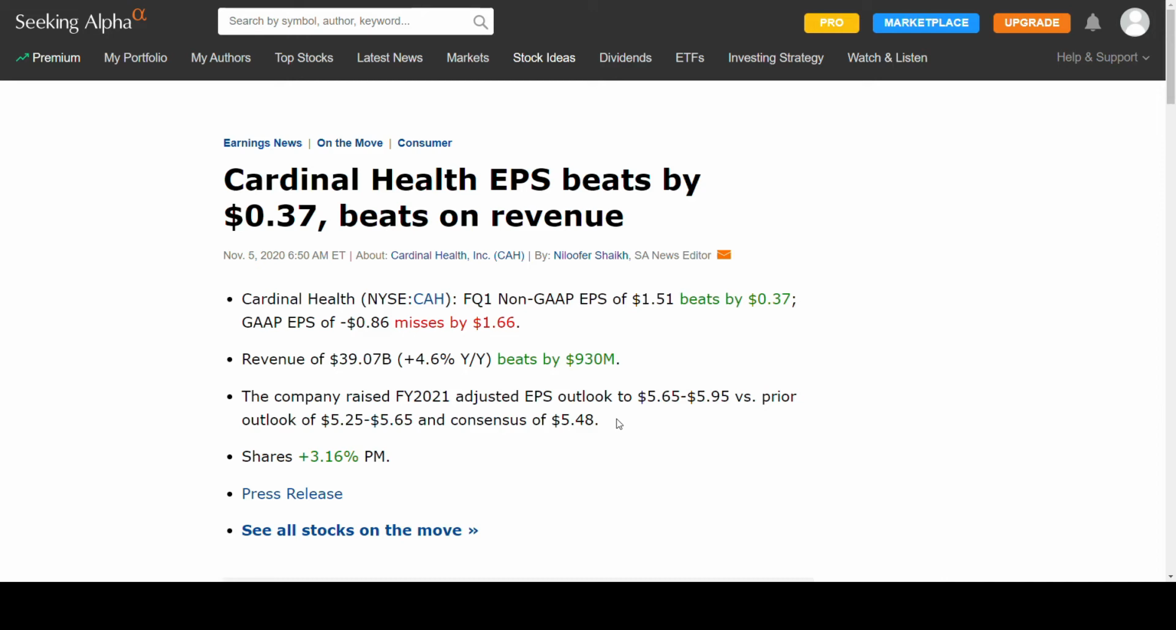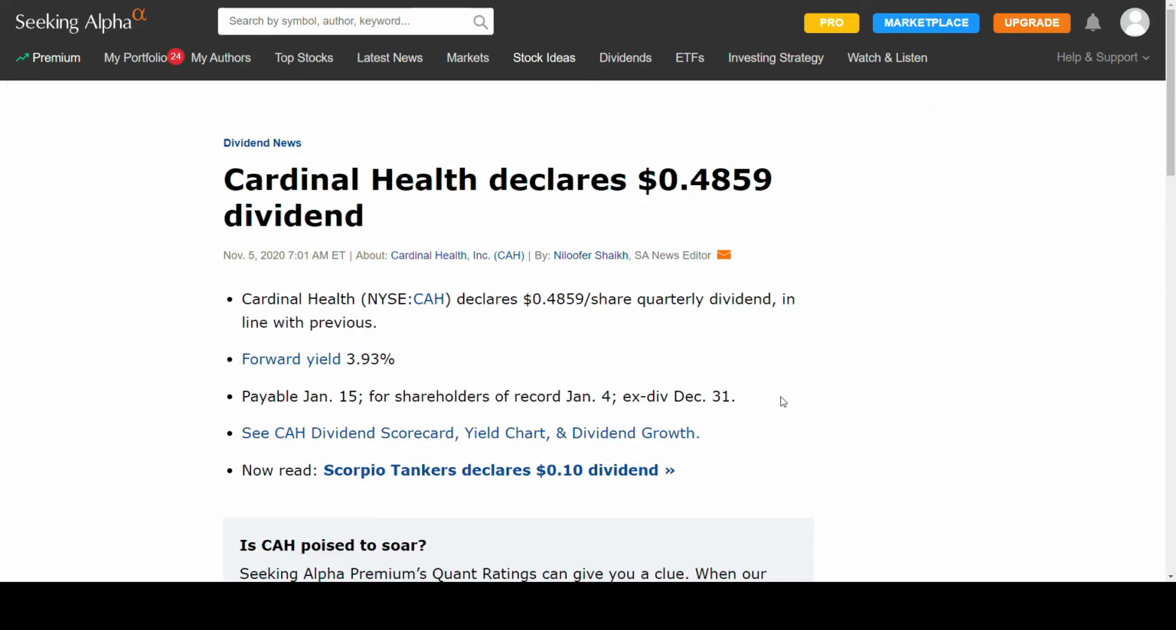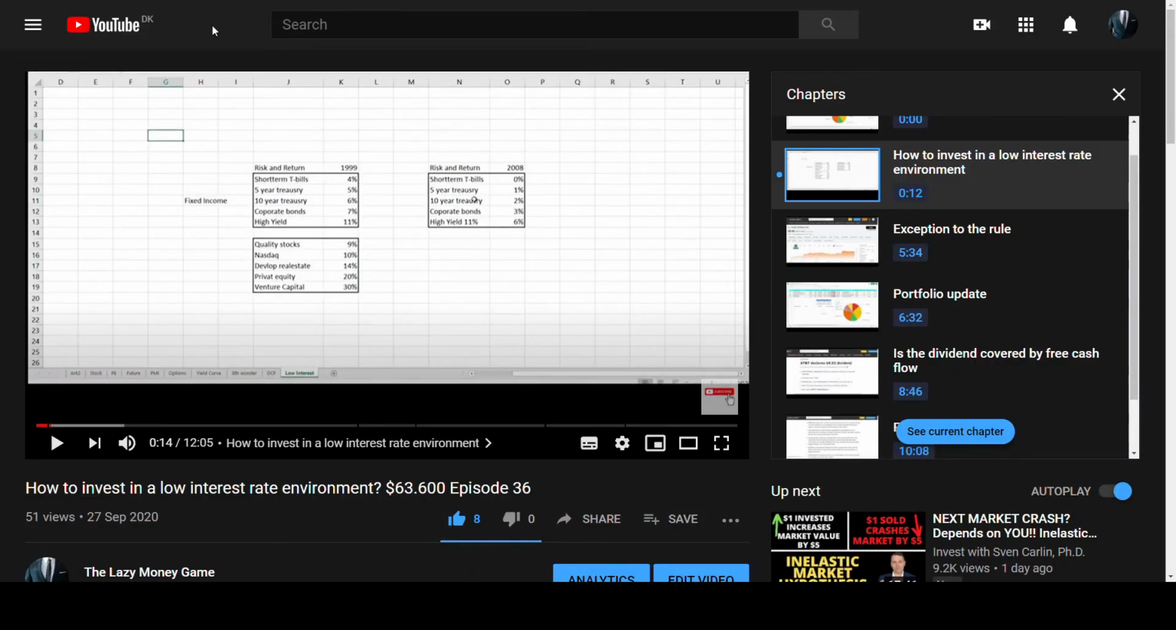So this is also really positive news as an investor, so it was not too surprising to see that the share increased in value. And while we are talking on Cardinal Health, they also released this dividend news that they will keep a dividend which is in line with previous, so I will continue to receive my dividend from this company.